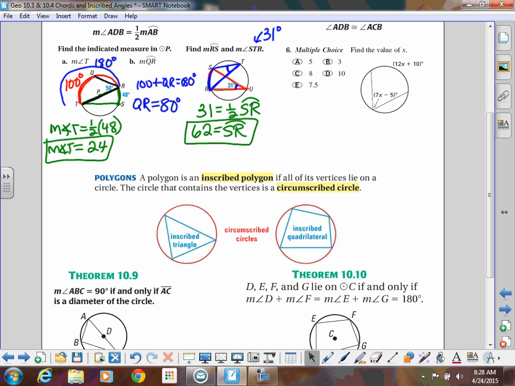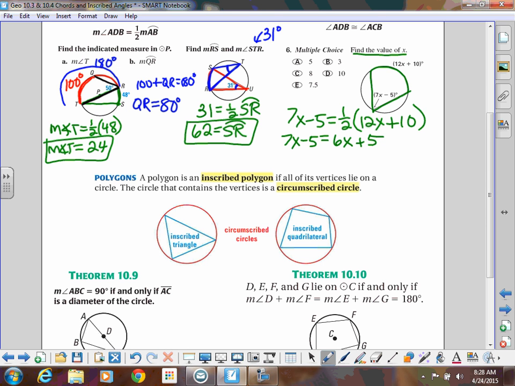And then in this number 6, multiple choice problem, it wants us to find the value of x. And so we have x's in 2 spots. I have x in this inscribed angle, and then I have x in the intercepted arc. So I have 7x minus 5, that's the angle, has to be half of the arc, 12x plus 10. So in order to solve this, we need to distribute that 1/2. That would give me 6x plus 5.